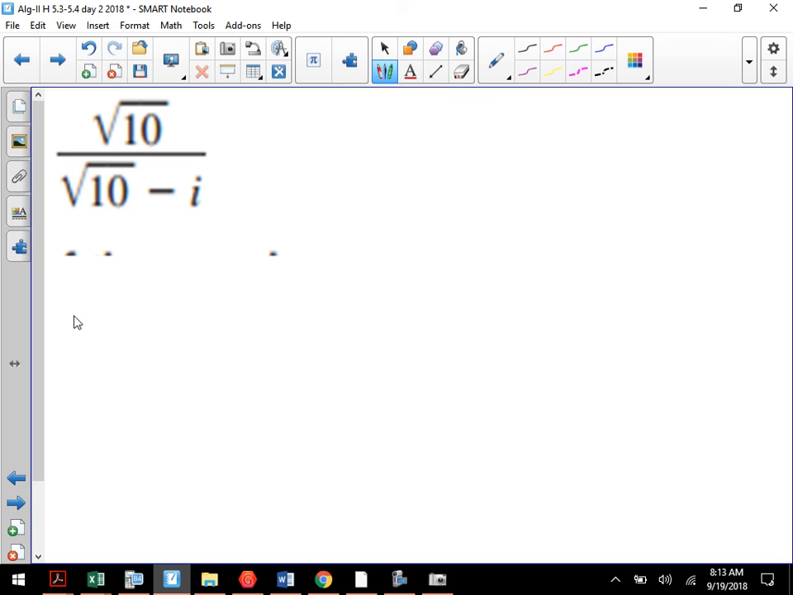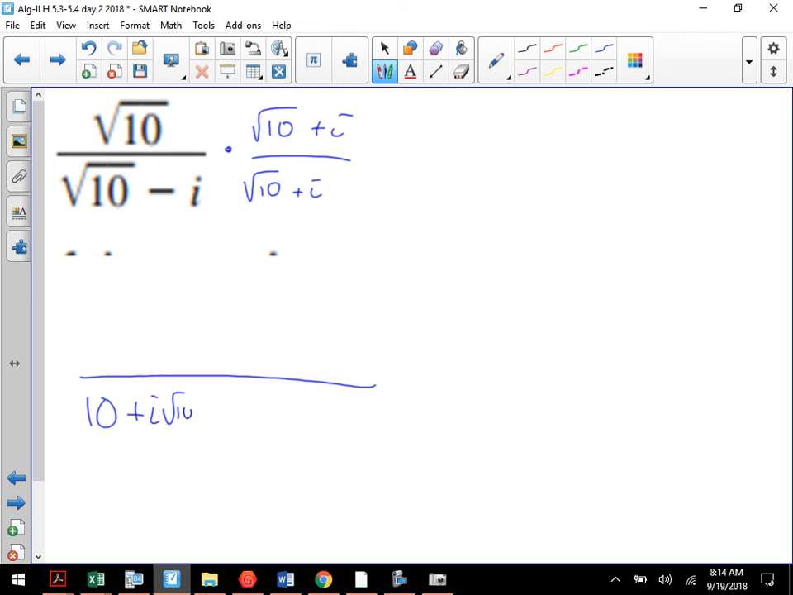What are you going to multiply top and bottom by? Root 10 plus i. Okay. So top and bottom will be multiplied by root 10 plus i. Okay. So if I FOIL it out, what's root 10 times root 10? 10. I have i root 10 minus i root 10, just to show us all the steps for right now. And then I have minus i squared.